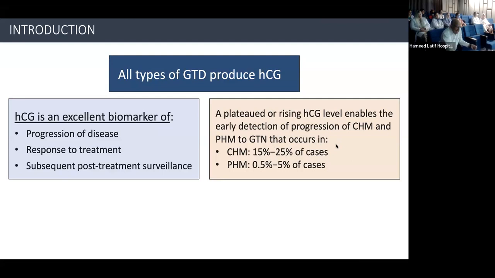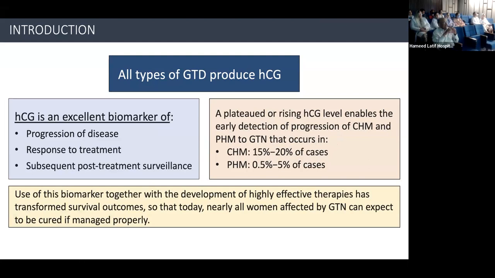So early detection of progression of complete hydatidiform mole or partial mole to gestational trophoblastic neoplasia would be identified through this. And also, because of this assessment of HCG, and obviously development of chemotherapy, this is one neoplastic condition related to trophoblast, which is gestational trophoblastic neoplasia, in which we can expect 100% cure.